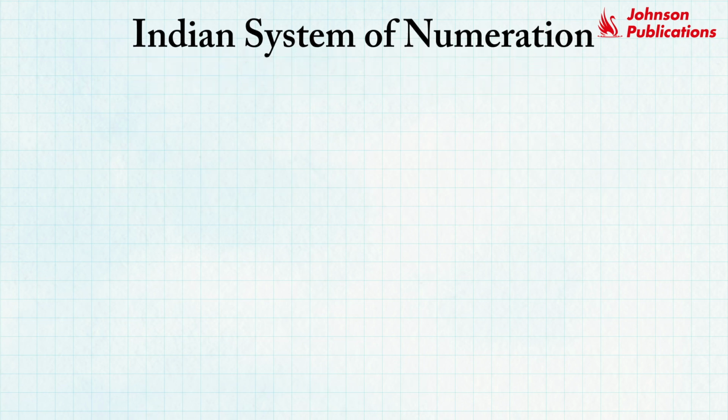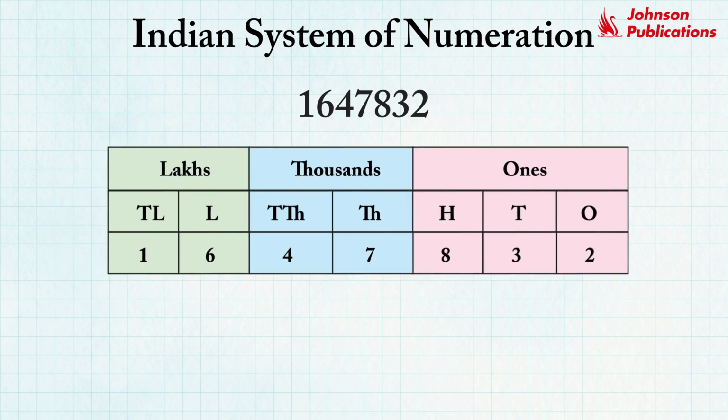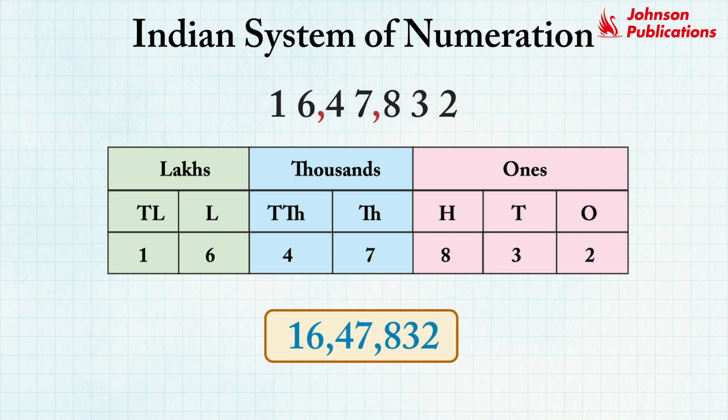For example, let us write this number in the Indian system of numeration. Place the number in the place value chart. According to the Indian system of numeration, starting from the extreme right, we put commas after ones, thousands. Thus, the number is represented like this.